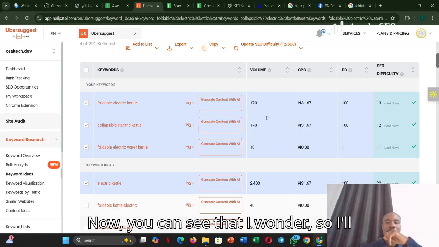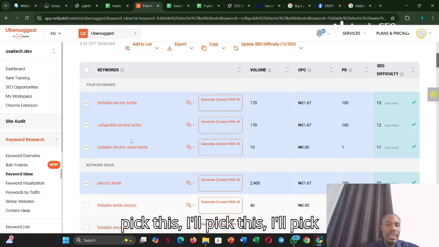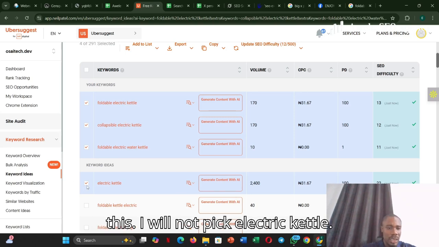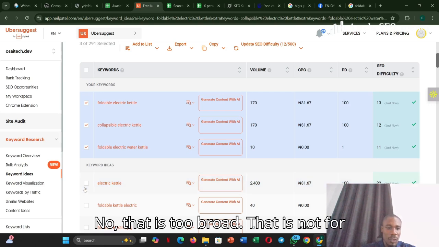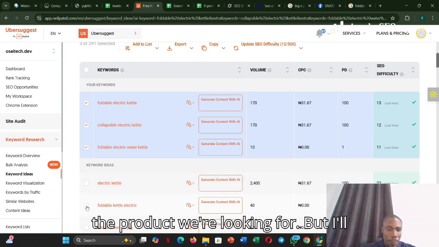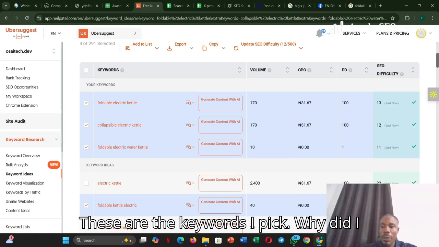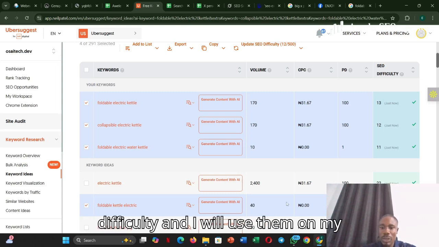Now you can see that 170. So I'll pick this, I'll pick this, I'll pick this. Reason being that I will not pick electric kits. No, that one is too broad. That is not for the product we're looking for. But I'll pick foldable K2 electric. These are the keywords I'll pick. Why did I pick them? Because there's low search difficulty and I will use them on my page.